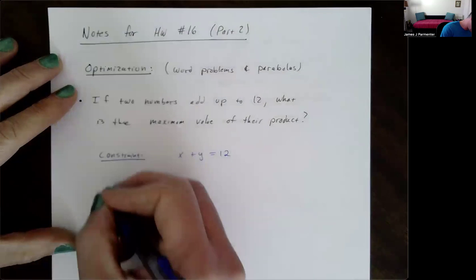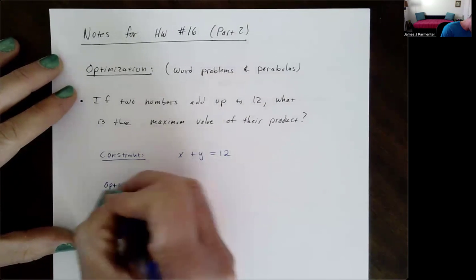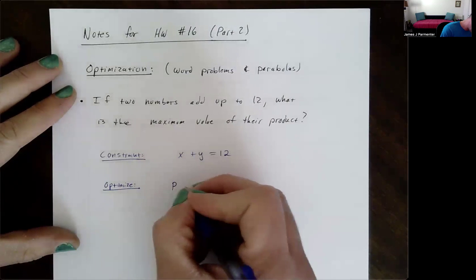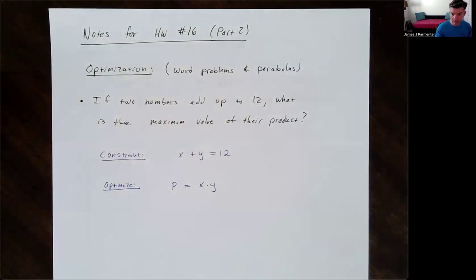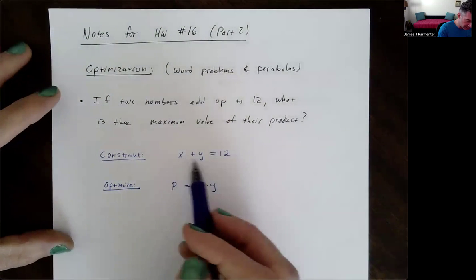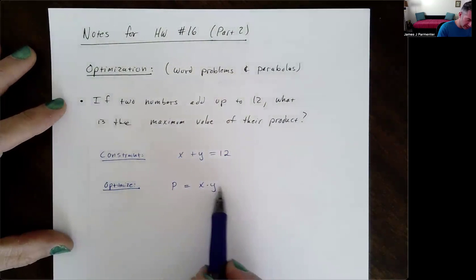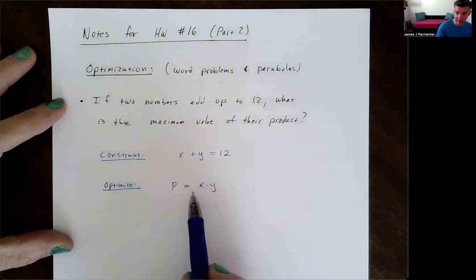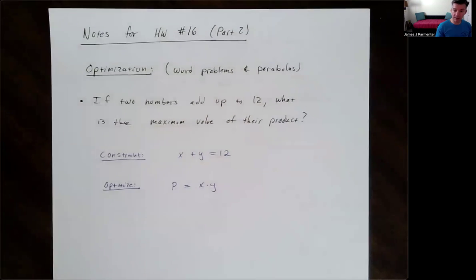And then we want to optimize the product of those two numbers. So the product is going to be x times y. Notice that while the constraint is an equation that's equal to a number, the thing we want to optimize is just some expression that doesn't have an actual value yet. Our job is to find the biggest it can be.